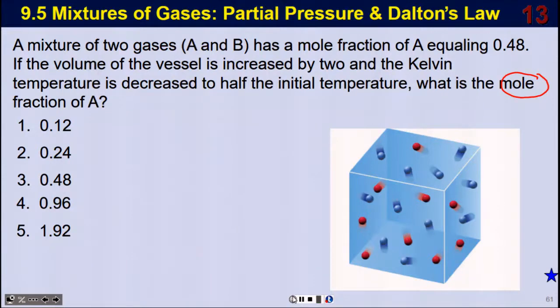So the volume is going to be now twice the volume. So volume 2 is twice volume 1. And the Kelvin temperature 2 is 1/2 the initial temperature. And what is that telling us? Has that affected the mole fraction of A? Does it change the number of moles in the container? It might change the pressure, but it has no impact on the number of moles. So this is kind of a sneaky question. So in fact, no. The mole fraction of A has been completely unaffected by the change in the system for volume and temperature.